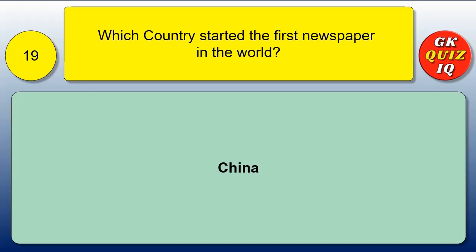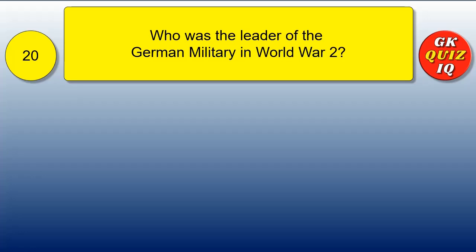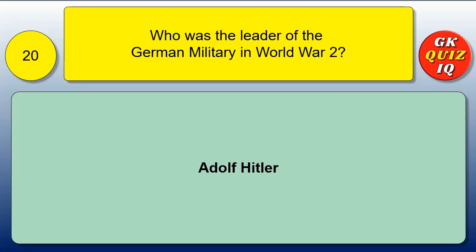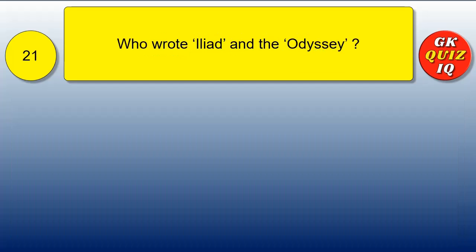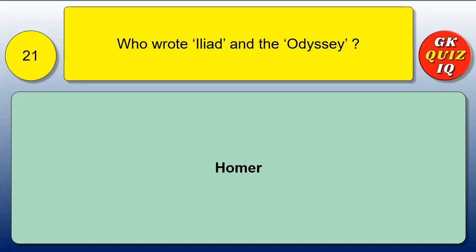Which country started the first newspaper in the world? China. Who was the leader of the German military in World War II? Adolf Hitler. Who wrote Iliad and Odyssey? Homer.